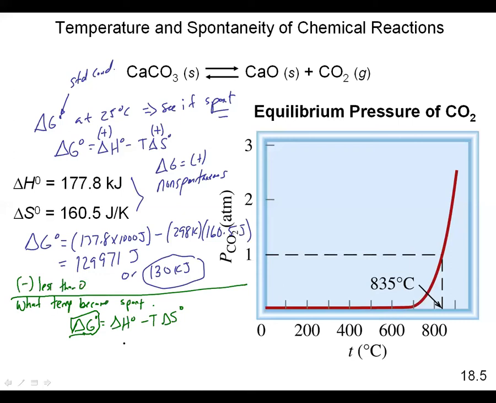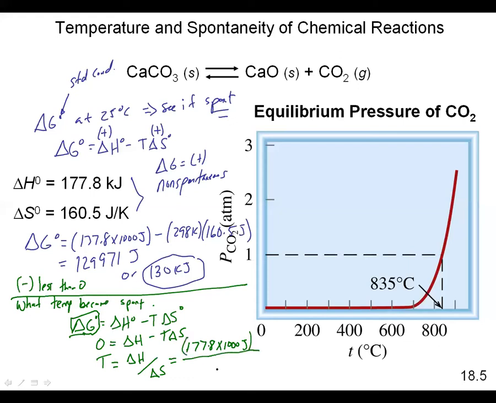So if we set that equal to 0 and we've got delta H minus T delta S, bring it to the other side and solve for T, T would get us delta H divided by delta S. So we could actually use those values to help us determine what temperature it would become spontaneous. So if we plug those values in, we get 177.8. Again, we have different units here, so I'm going to multiply it by 1,000 to convert it to joules.